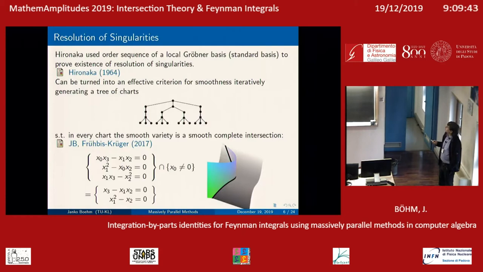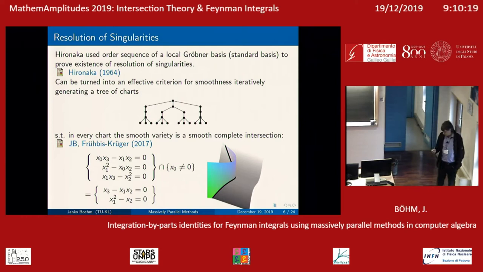So let me discuss a little bit this resolution of singularities. This was a big result by Hironaka. He got a Fields Medal. If you look into his proof, he uses a so-called order sequence. This is a sequence of vanishing orders of a Gröbner basis, but in a local setting, a standard basis. And he proved the existence of resolution of singularities in characteristic 0. In characteristic p, it's still an open problem.